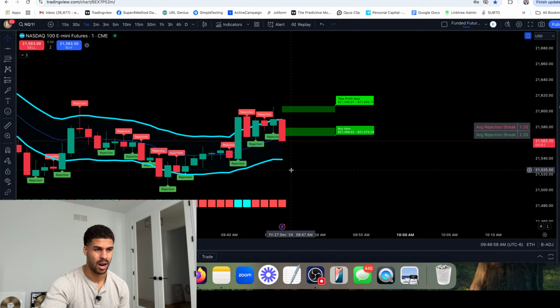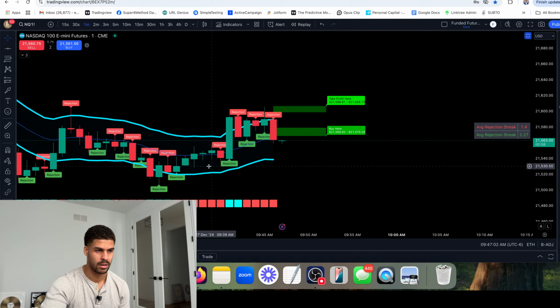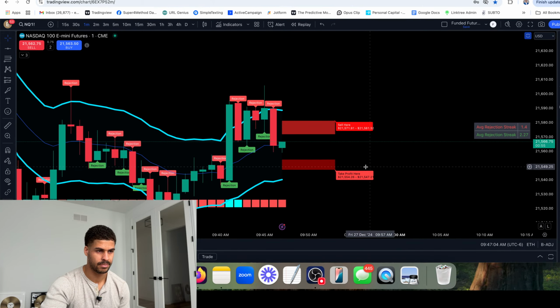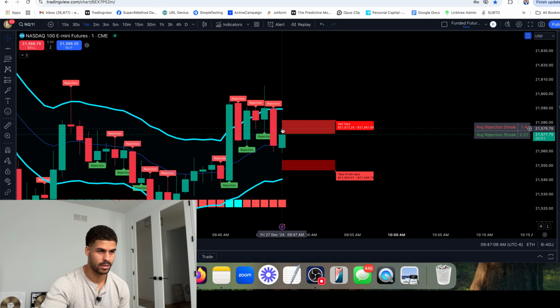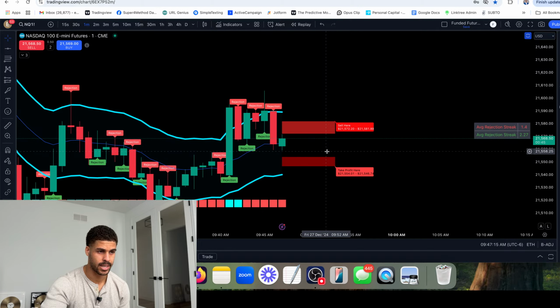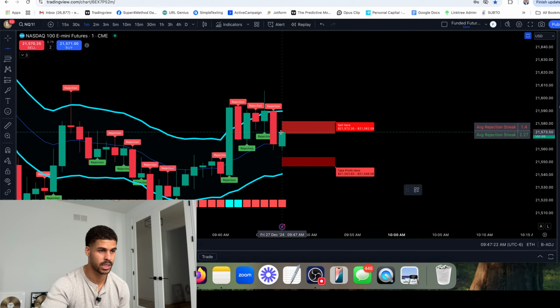All right, let's see if this is going to be something here. Okay, so pull back naturally. I like this short, but I'm not going to take it. The reason I like it is because price is giving me a decent amount of pullback. That's good enough, I think. If we got a little bit of slippage, that's fine.